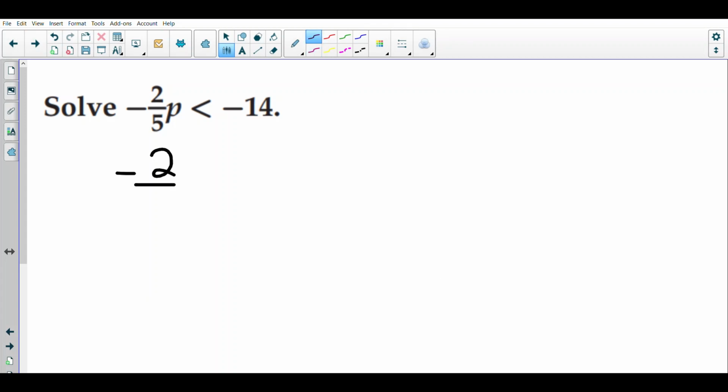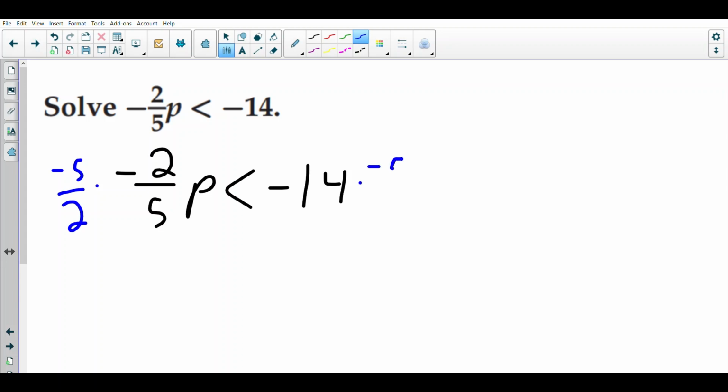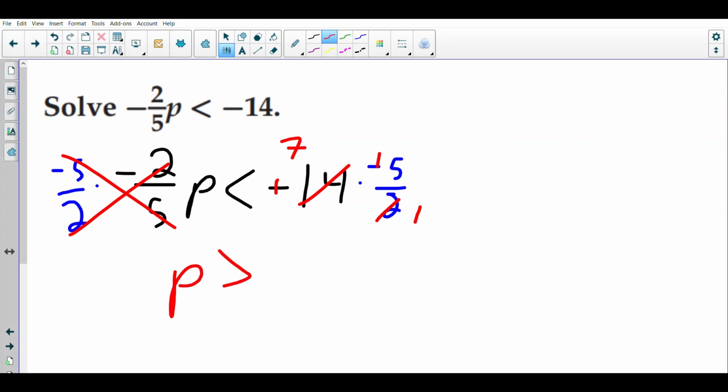All right, now I'm going to rewrite this. Negative 2 over 5 p is less than negative 14. Remembering back, to get rid of the multiplication of a fraction, we can multiply by its reciprocal, and its reciprocal is negative 5 over 2. Notice I am multiplying by a negative number, negative 5 over 2. So the fractions cancel out. We're just going to do a little reduction here. This becomes 7. This becomes 1. Double negative equals positive. So I get p is greater than, because I multiplied by a negative. P is greater than 35.